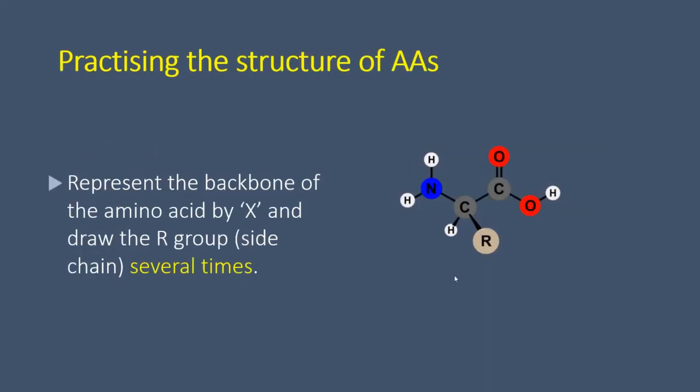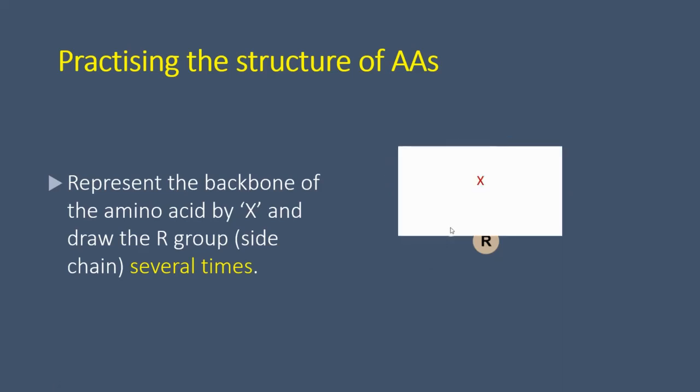So now I'm going to give you guys some tips to help you to quickly draw and learn the structure of the amino acids. As we know, all amino acids have the same backbone. The amine, the carboxylic acid, and the hydrogen atom are the same in all of the amino acids, and therefore you can represent the backbone with an X when you draw. And the only thing you have to draw is the R group. So you have to draw it several times to learn the structure of the 20 amino acids.